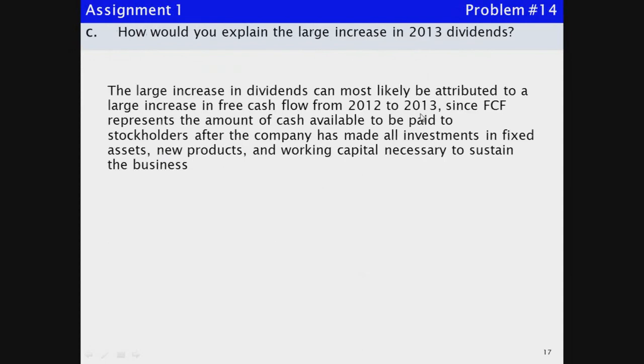So the free cash flow in that year, since free cash flow represents the amount of cash available to be paid to stockholders after the company has made all investments in fixed capital, new products, and working capital necessary to sustain the business, that amount could be paid out as dividends. That's how we'd explain it. And now this ends part 2 of assignment 1.